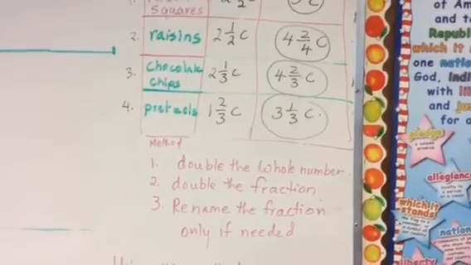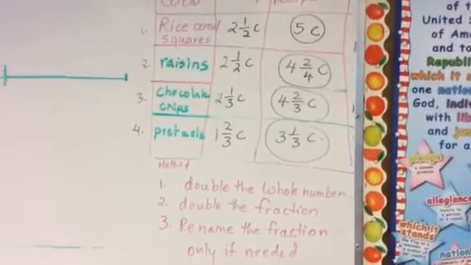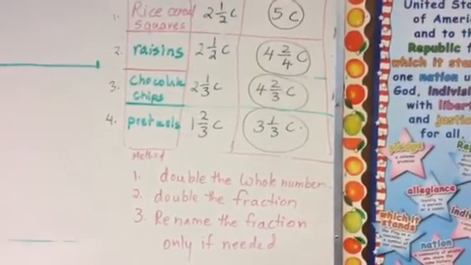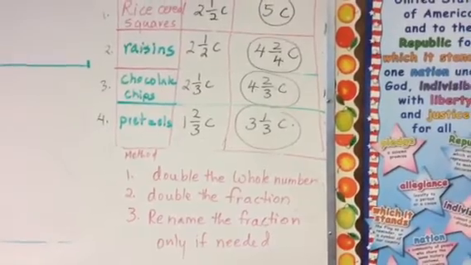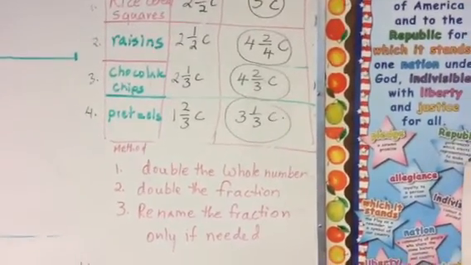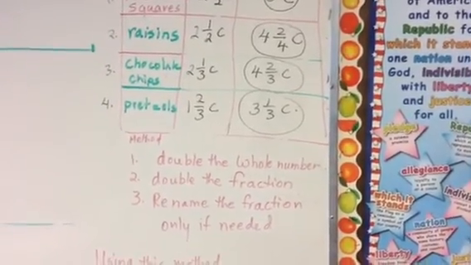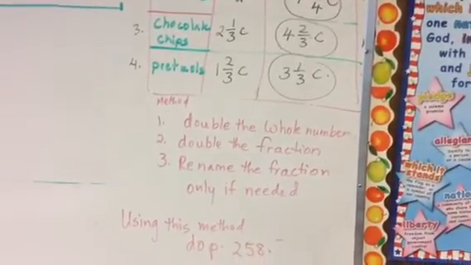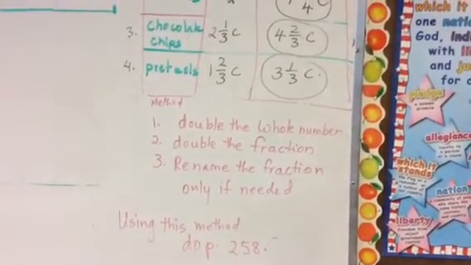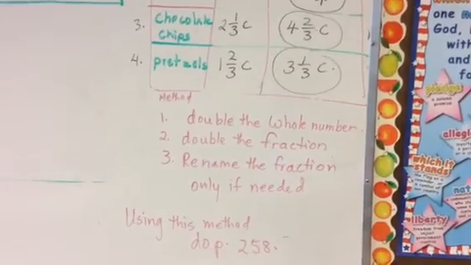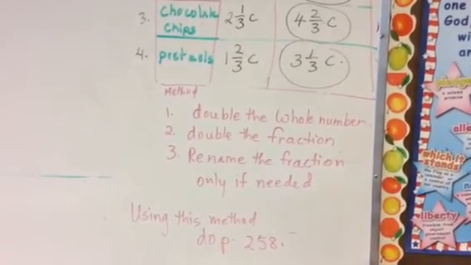So using this method, do page 258. First, double the whole number. Second, double the fraction. Number 3, rename the fraction only if needed. And if you have any questions, I'll answer on Zoom. Good luck and try your best.